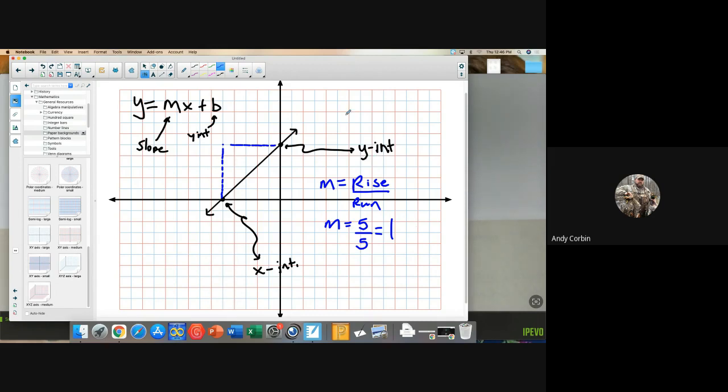Okay, so here's what you got to remember to start with. You got to have 2 points. If they give you a graph, you have to find or get 2 points if they don't give them to you. And you're going to count rise and you're going to count run. Up is positive, right is positive. Down is negative, left is negative. Okay? Let's do another one.